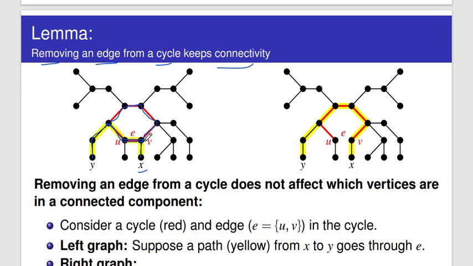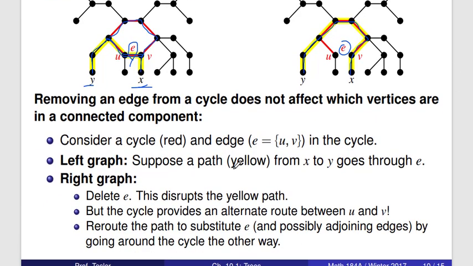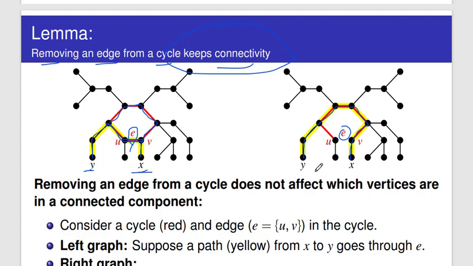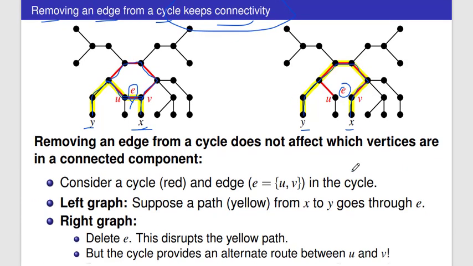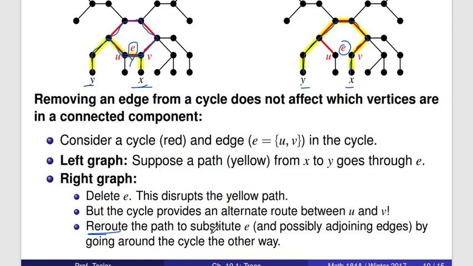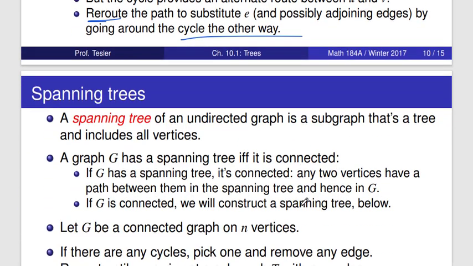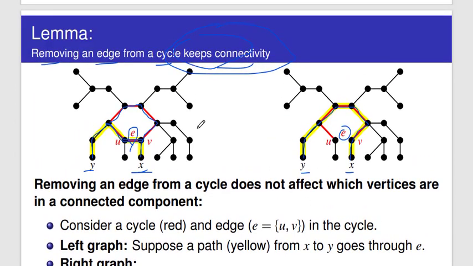Now let's remove this edge from the cycle. Now if we want to go from y to x, we can still make a path like this. Here you can see that if we remove any edge from the cycle, we can go from one vertex to the next vertex. It keeps connectivity. The path becomes longer, but we can move from y to any other vertex. So we can rewrite the path to substitute e. We can keep the connectivity if we remove one edge from the cycle. This is called the lemma.